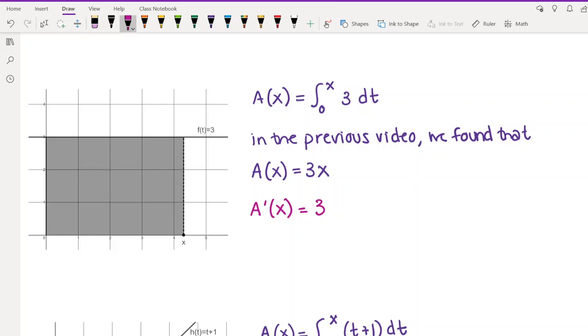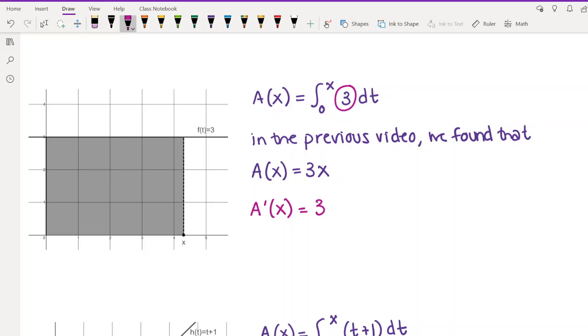And notice that that is the same as the function that was inside of our integral. And that is not a coincidence. So we'll see that actually that's going to be how it works. We'll see that when you take the derivative of the area function, you're actually going to end up with the same function as you had inside your integral. The only difference, and we'll see this in the next example, is that the variable will switch to being an x instead of being a t.